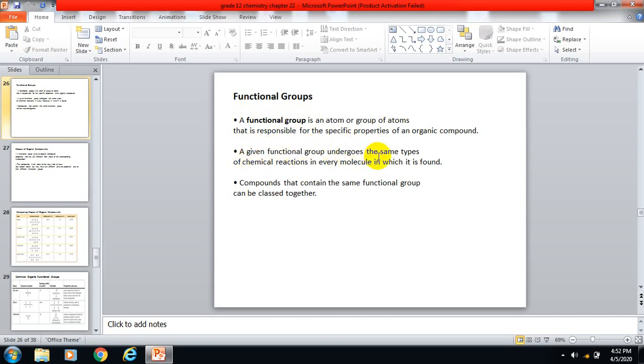A given functional group undergoes the same types of chemical reactions in every molecule in which it is found. Of course, it must be like this. Compounds that contain the same functional group can be classed together, like the acids, the bases, the alcohols, the aldehydes. Understand? Alkyl groups like methyl, ethyl, propyl, butyl, pentyl. So they can be classified together. Of course, if they have the same functional group, they will be classified together.